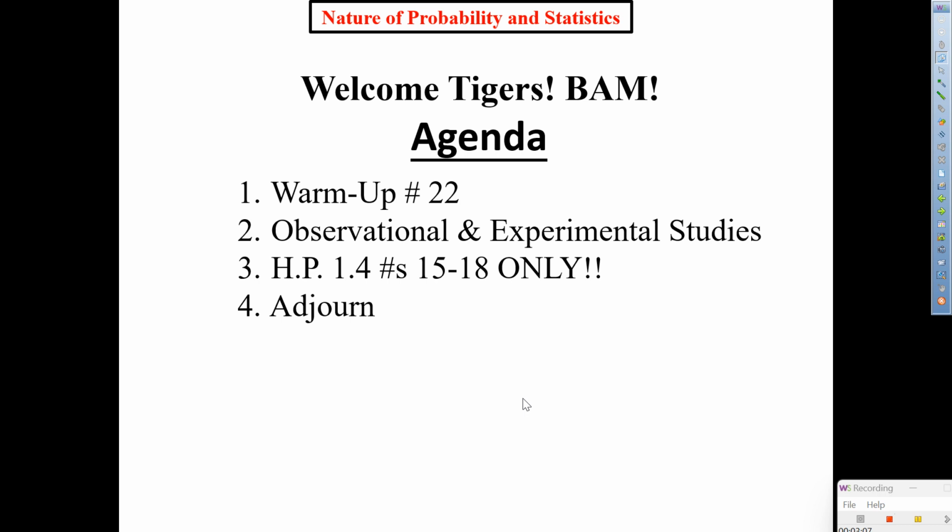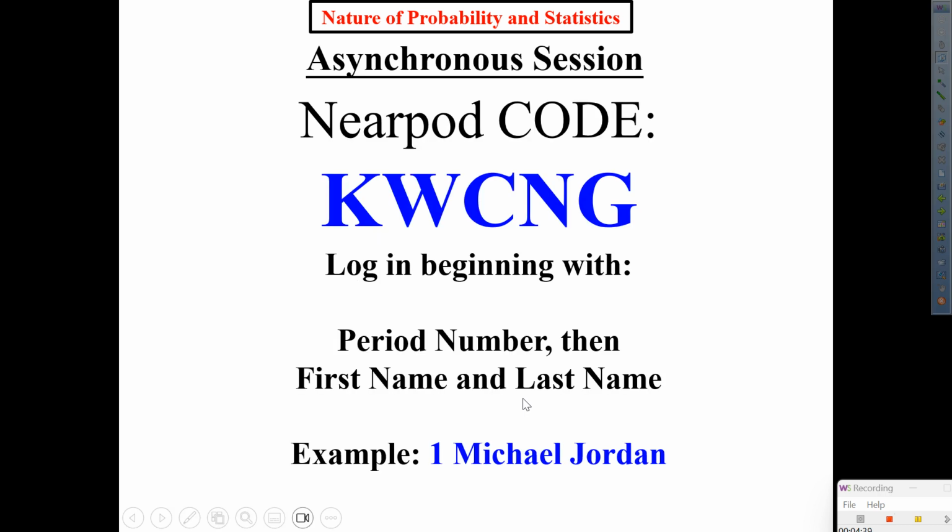Anyways, copy the code KWCNG. He had his little step ladder to step up and get the ones that were a little bit higher. I was like, okay, came prepared, right? Let's go.